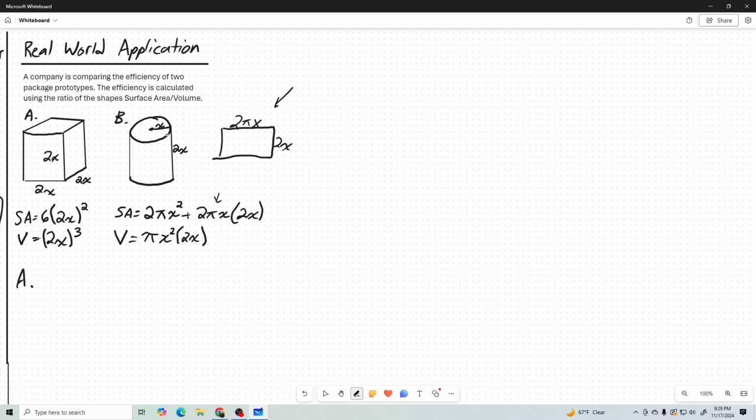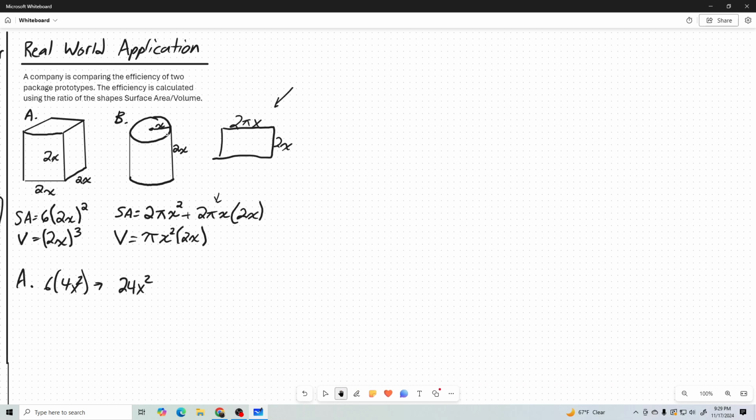So we have 6 times 2x squared. First thing I'm going to do is take this squared and distribute it. So I'm going to have 6 times 2 squared is 4, x squared is x squared, which of course is going to equal 6 times 4 is 24. So we'll have 24 x squared.